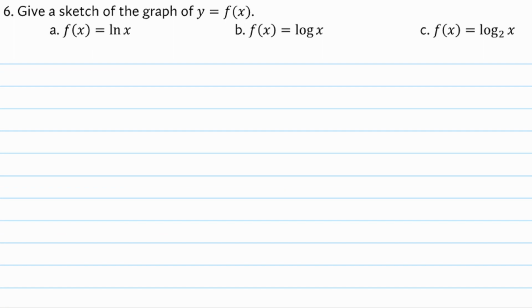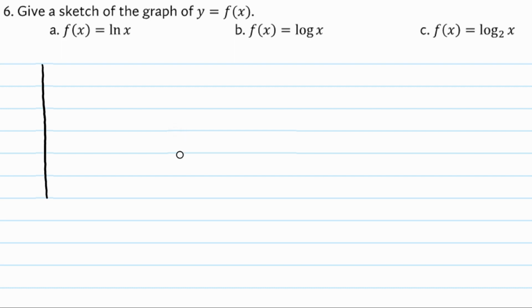All right, next we're going to give a sketch of the graph of y equals f of x. Okay, so first is f of x equals natural log x. Now, in class, in video, I'll show it a little better. But in class, I kind of just showed you the shape of the graph, showed you the x-intercept, and was like, okay, there you go. I didn't have much time. But for this one, I'll give you a slightly better sketch, but there's really not that much to draw here.